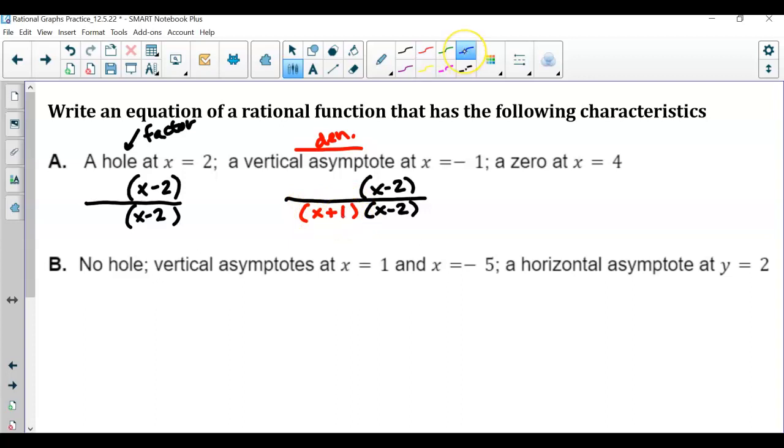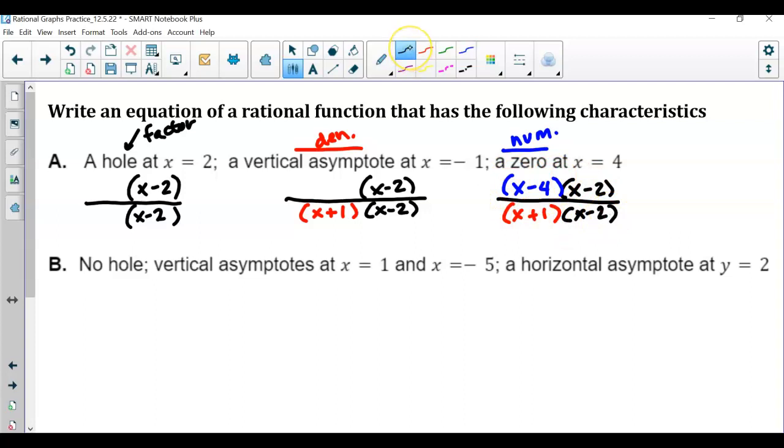Then the last, we need a zero at x is equal to 4. So the zero, remember our zeros always came from the numerator. So again, here I have my hole at x is equal to 2, and we have our vertical asymptote at -1. Now that means our zero was at x is equal to positive 4, making this x minus 4. And this would be the rational expression.